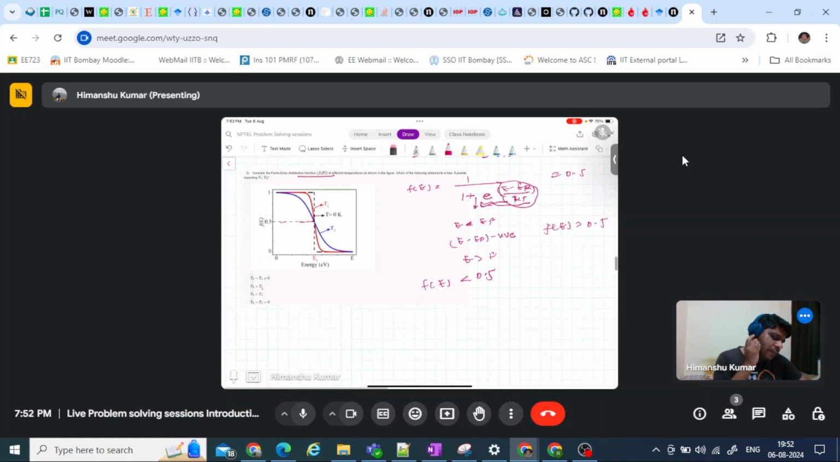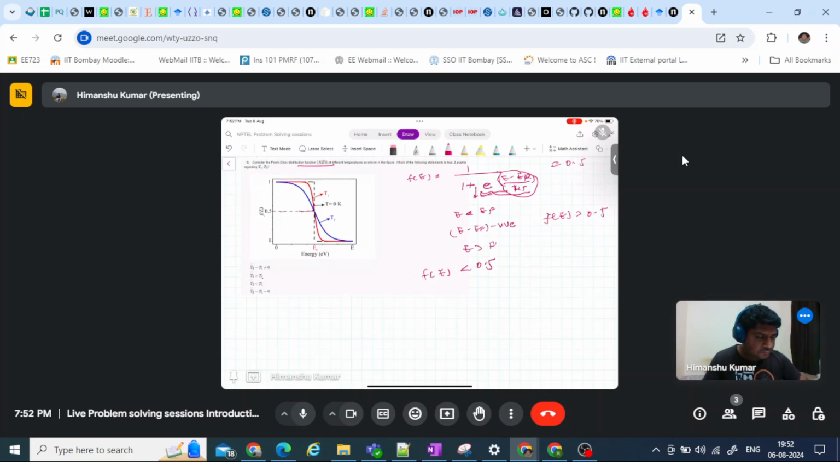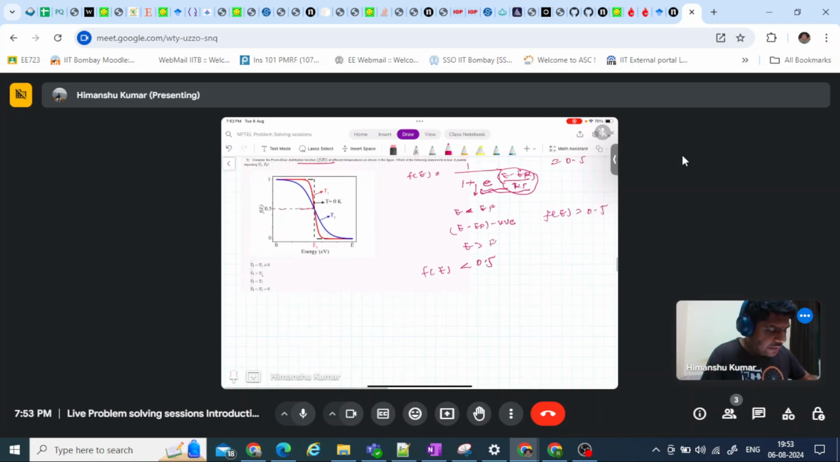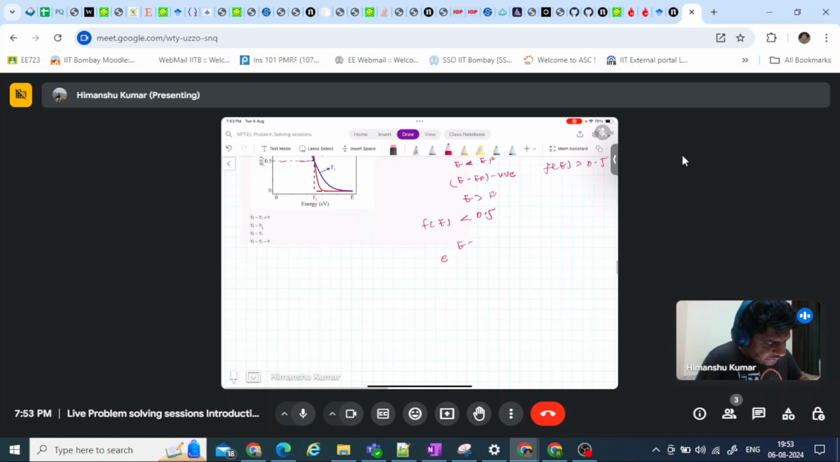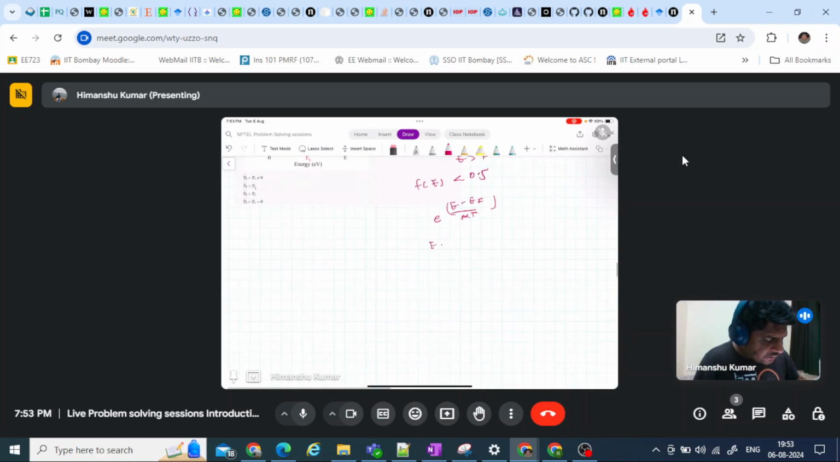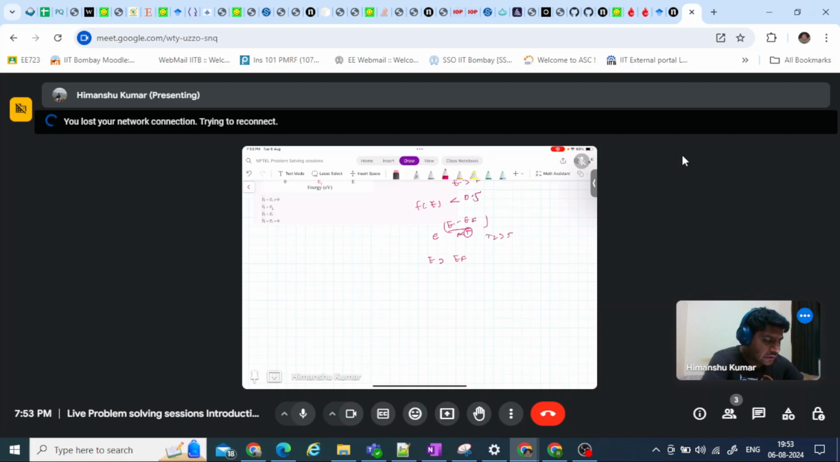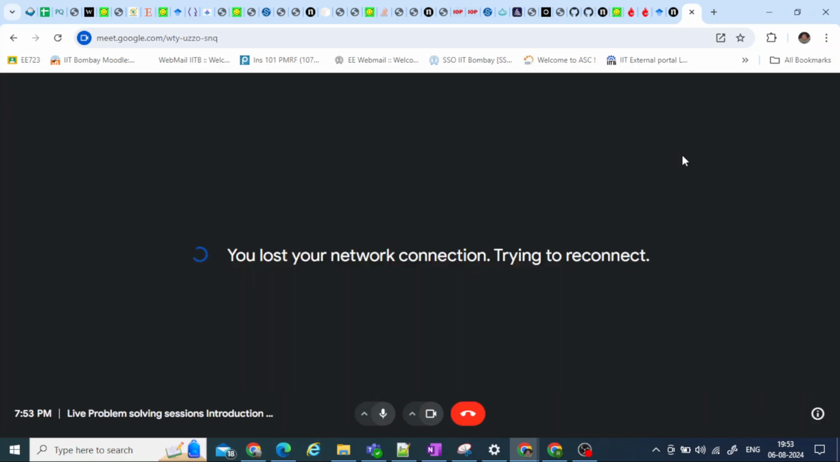And as you increase the temperature, let's consider this term, exponential of (E minus EF) by kT. For two cases, let's say when E is greater than EF, the exponential argument is positive. If you increase the temperature, so if T2 is larger than T1, this exponential term becomes smaller, and then f of E will increase.